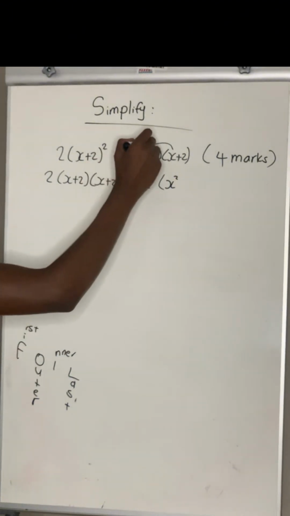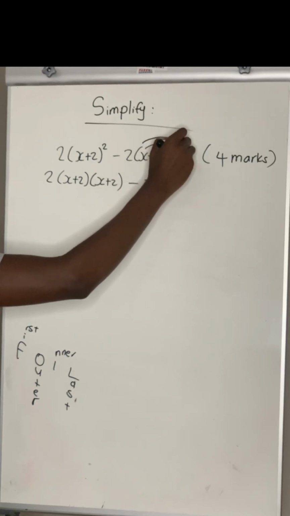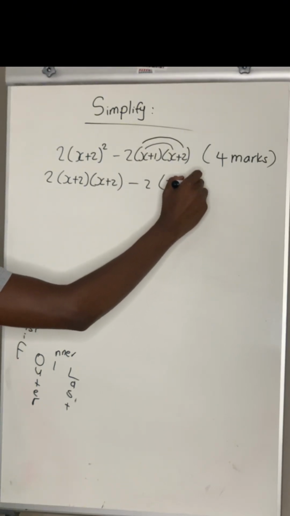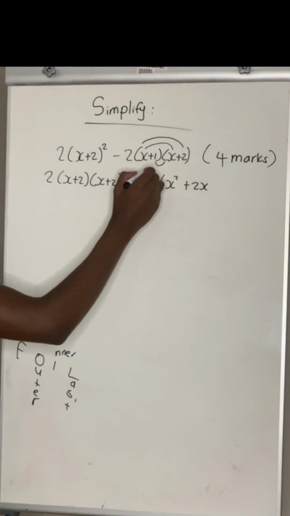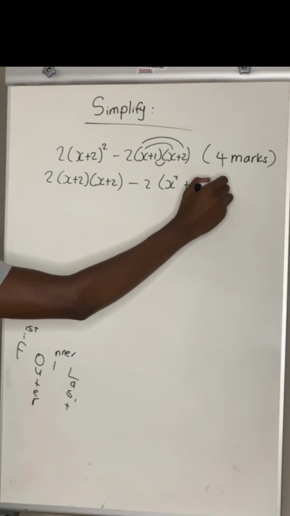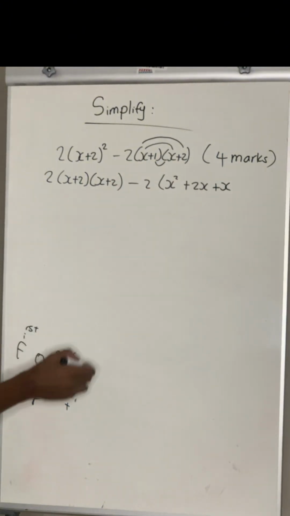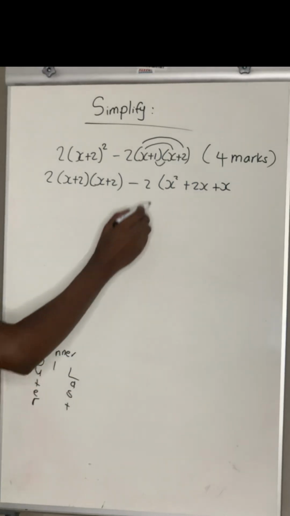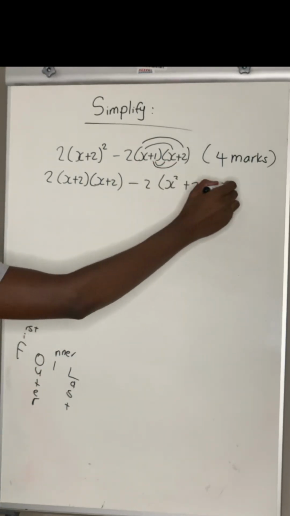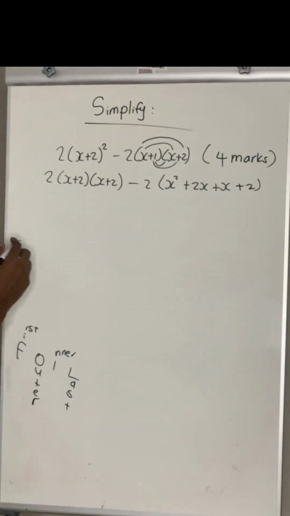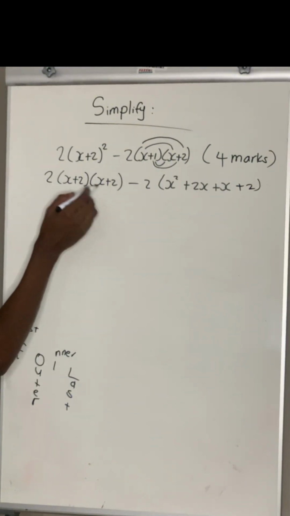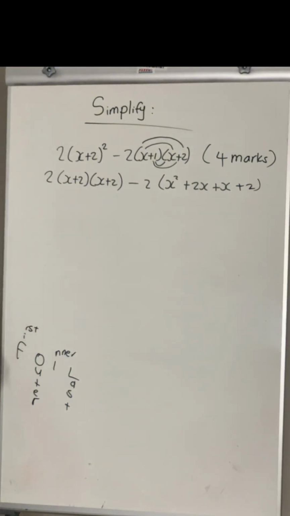The outer terms is x times 2, which is positive 2x. You're then going to multiply the inner terms, 1 times x, which is positive x. And then you're going to multiply the last term, so it's 1 times 2, which is positive 2. And then from here, you're going to do the same thing again. You're going to use the FOIL method.